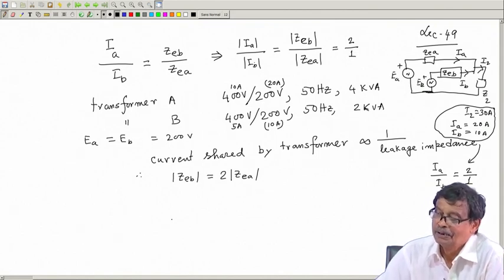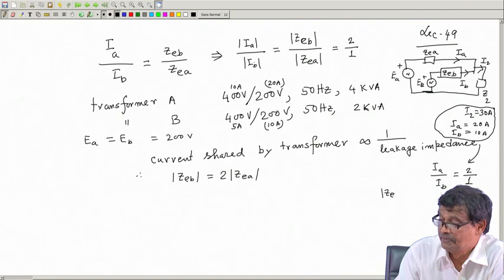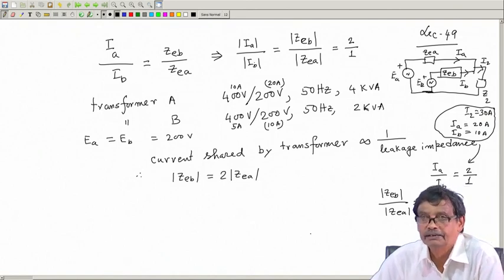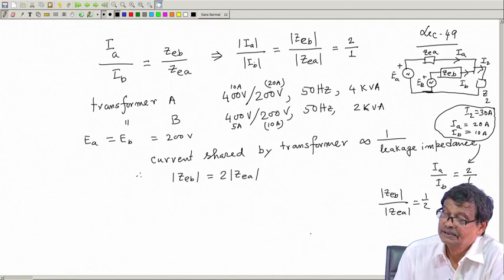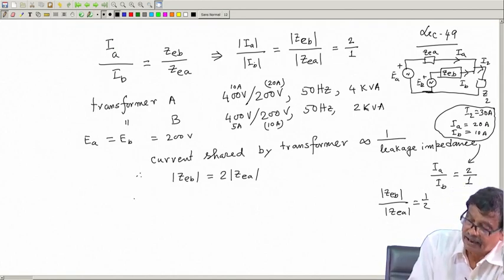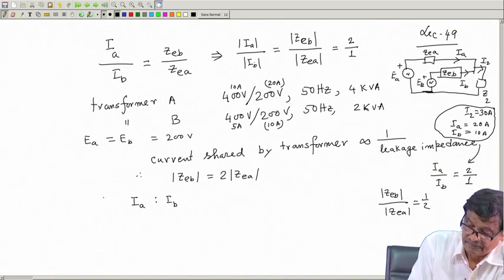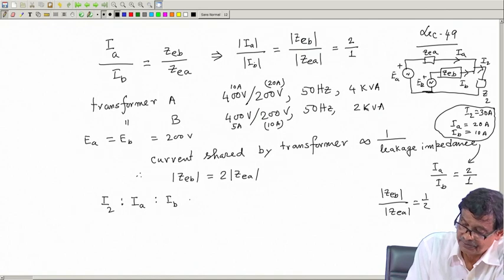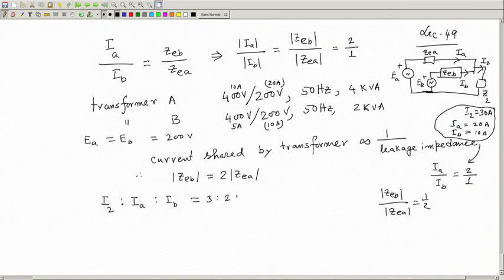If, for example, it is the other way around, suppose you have purchased two transformers and you find that ZEB by ZEA is equal to, suppose, half, just the opposite. The leakage impedances are like this. Then what is the implication? The ratio of the currents IA to IB to the total current I2, my desirable thing is it should be 3:2:1, that is what I want. But if it is the other way around, then the ratio of currents will be just opposite.